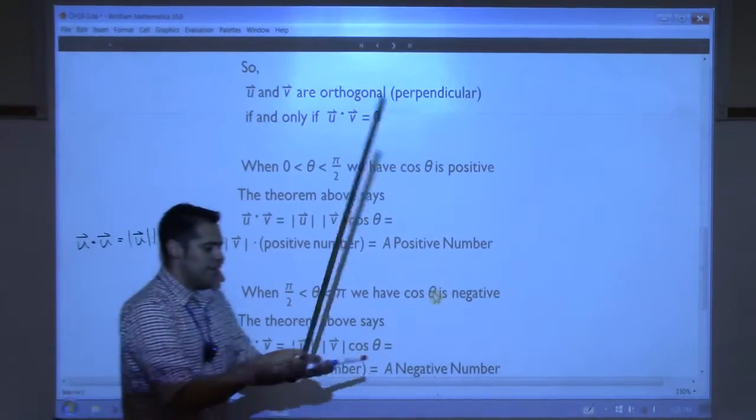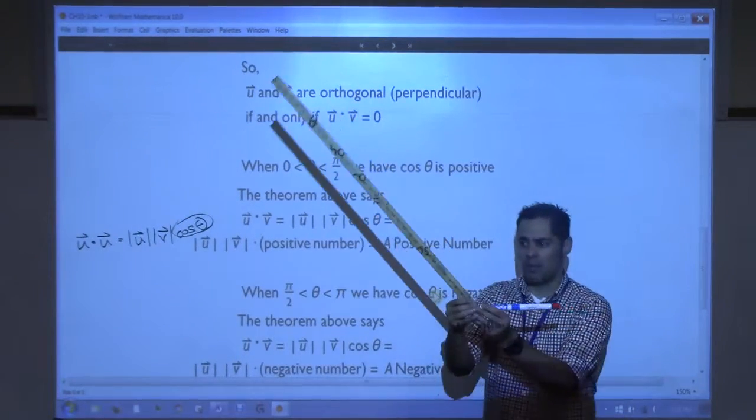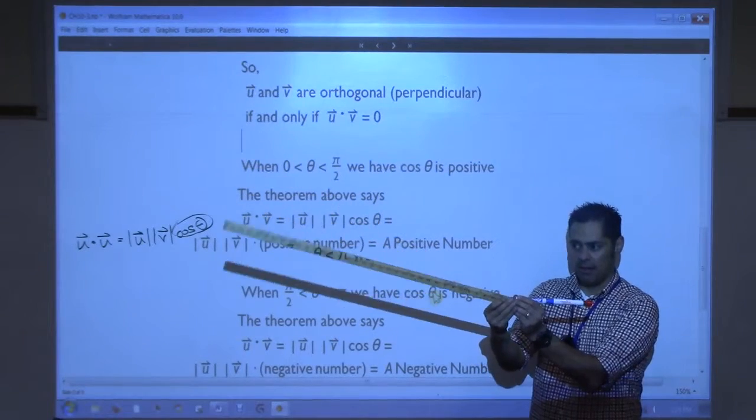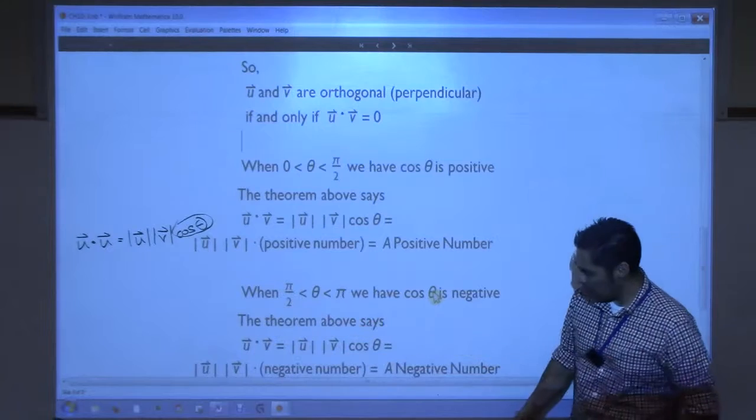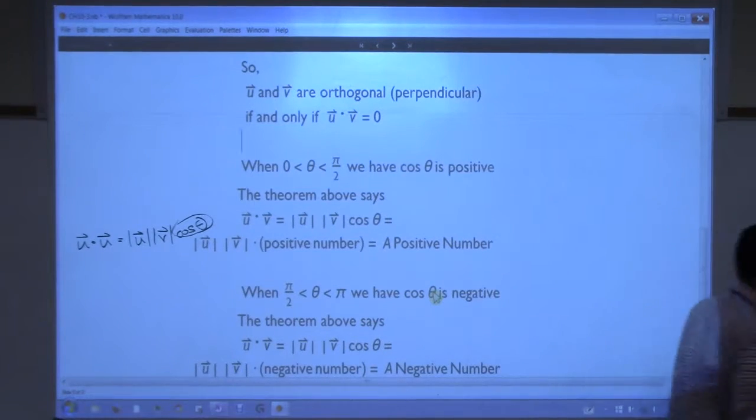Now, if the angle between your two vectors happens to be bigger than pi over 2, then what's going to happen? Cosine of that would be what? Negative. So your dot product would be negative.